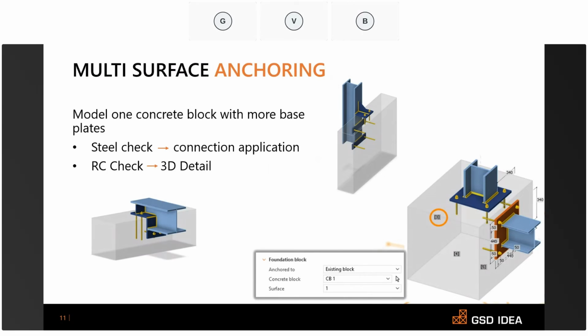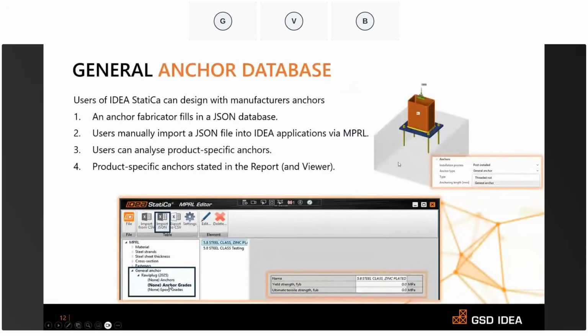And the next big update is on the general anchor database. Now, this is a big step forward. IDEA StatiCa is now ready for the manufacturer specific anchors. Here is a very short flow of how it works. The anchor manufacturers can now create a JSON database with their product data. You can see that in the screenshot that is attached.